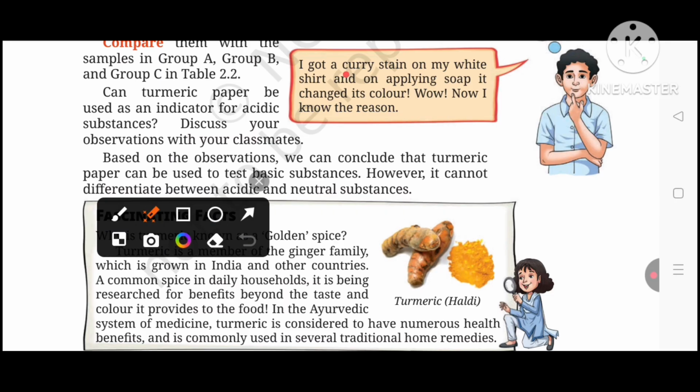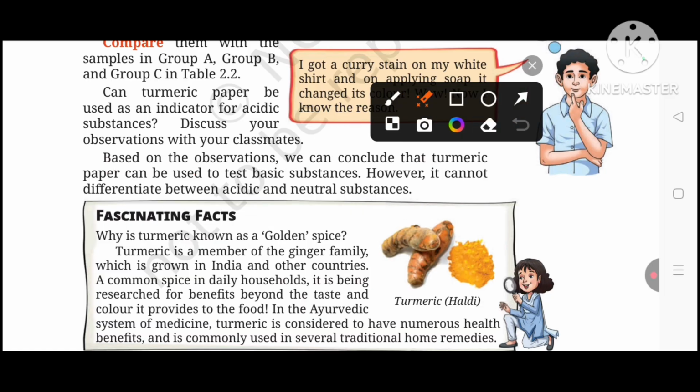I got a curry stain on my white shirt and on applying soap, it changed its color. Wow, now I know the reason. Based on the observations, you can conclude that turmeric paper can be used to test for basic substances. However, it cannot differentiate between acidic and neutral substances, as I already taught you that it will not distinguish between acidic and neutral substances.